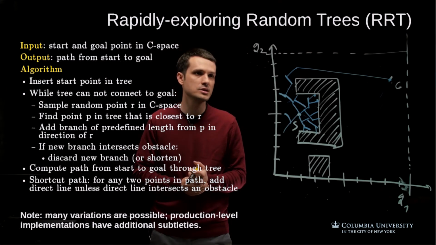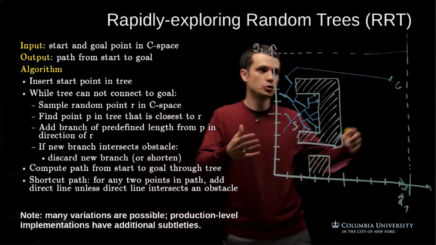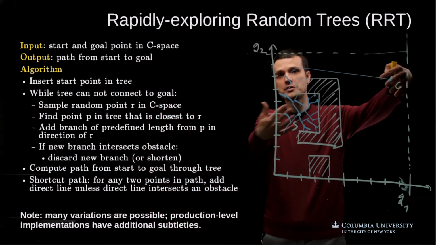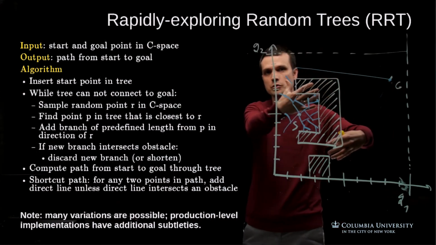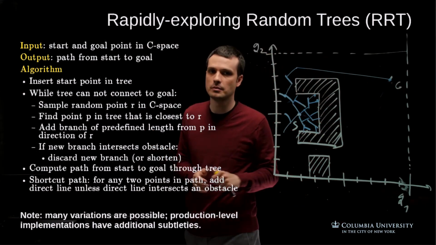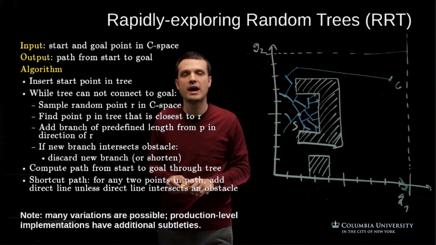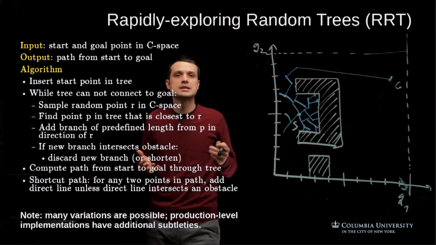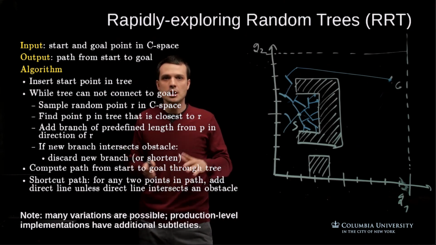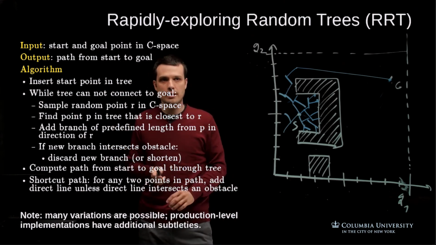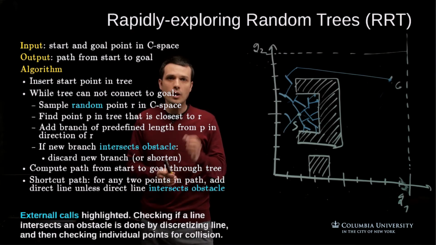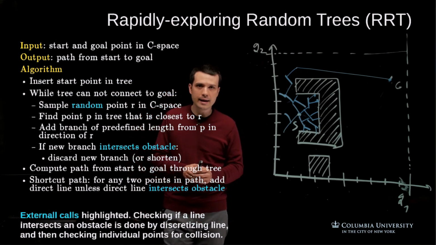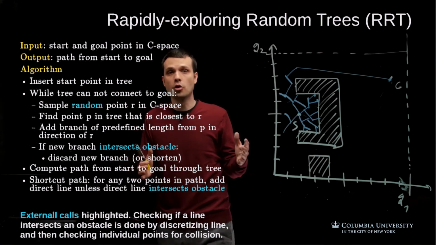So this is a very, very simplified implementation, and production level implementations of RRTs have various subtleties which increase performance. For example, a neat trick is to grow two trees, one tree from the start, one tree from the goal, and at some point check if those two trees can connect to each other. That makes computation faster and finding a path faster. There are many other subtleties along similar lines. But fundamentally, this is what an RRT looks like, and this is exactly the RRT that you'll be implementing for your project.